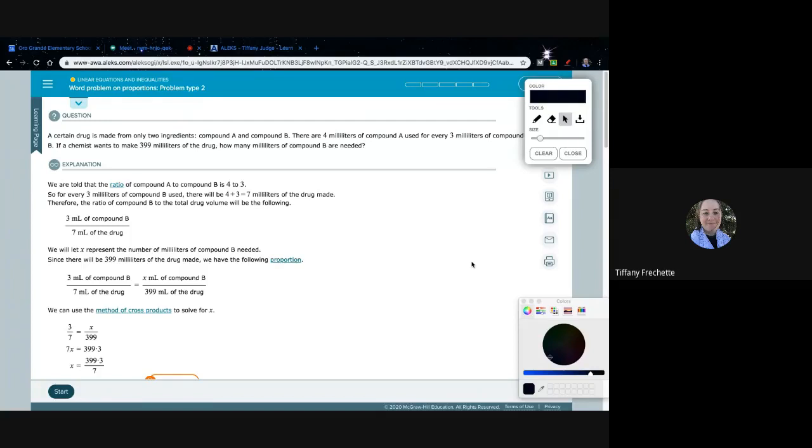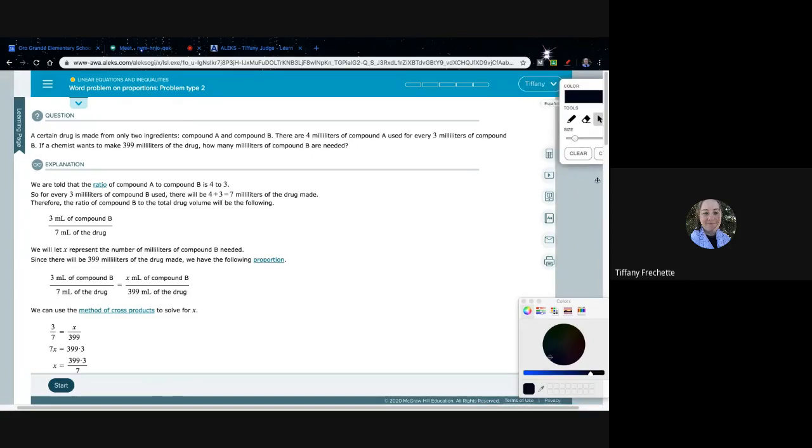Word problem on proportions, problem type 2. A certain drug is made from only 2 ingredients, compound A and compound B. There are 4 milliliters of compound A used for every 3 milliliters of compound B. If a chemist wants to make 399 milliliters of the drug, how many milliliters of compound B are needed?